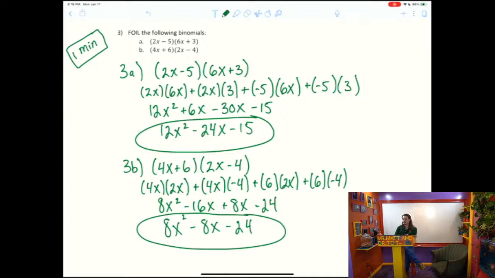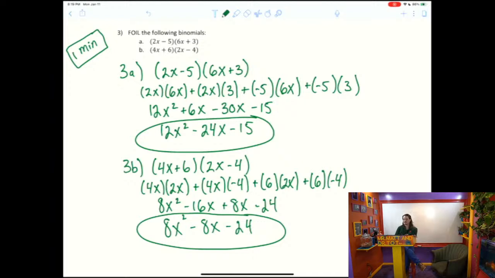3b, first times first would be 4x times 2x. Outer times outer would be 4x times negative 4. Inner times inner would be 6 times 2x. And last times last would be 6 times negative 4.